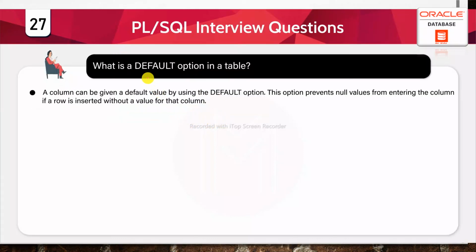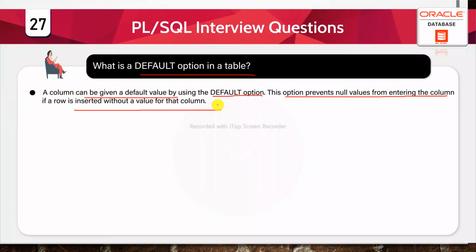Next, we have what is the default option in the table. A column can be given a default value by using the default option, and this is a constraint. So default is a constraint. This option prevents null values from entering the column if the row is inserted without a value.